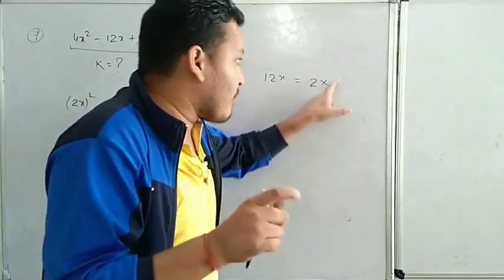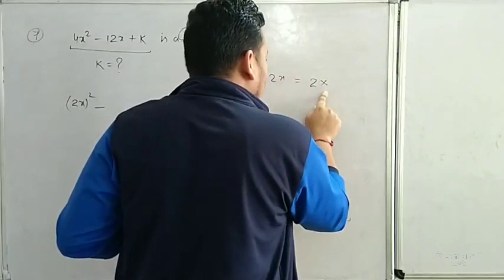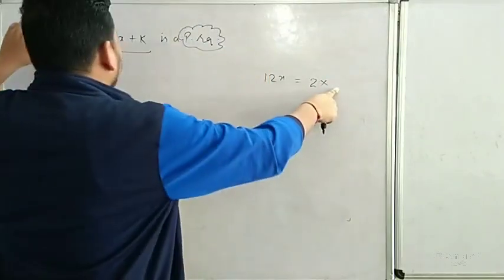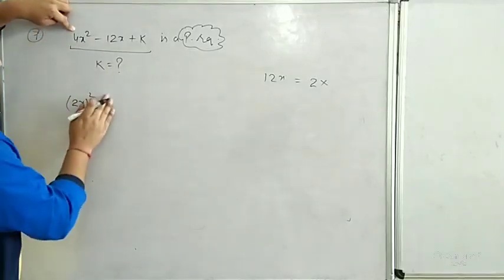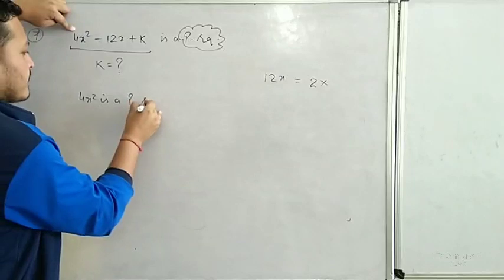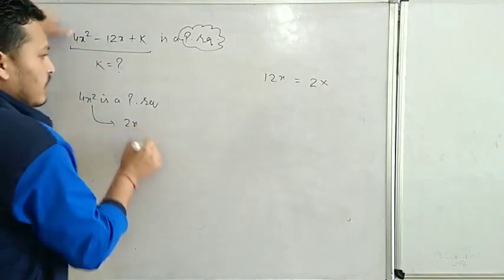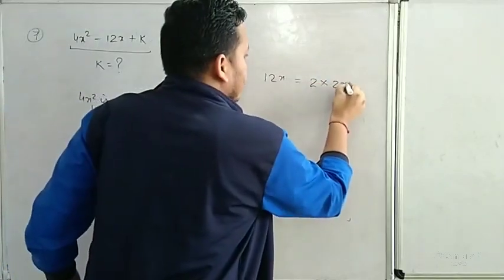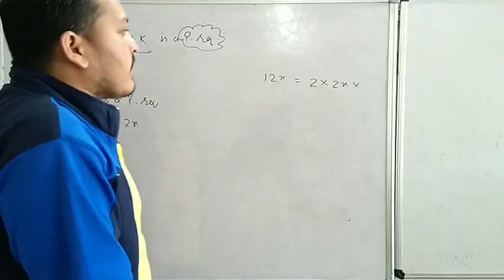तो उस कंडीशन को आपने यूज करना है. So twice into the square root of the first number. Okay, 4x square is a perfect square. So what is its square root? Its square root is 2x. So it means 2 into 2x into what is the next number? Next number is k, but k is not given.